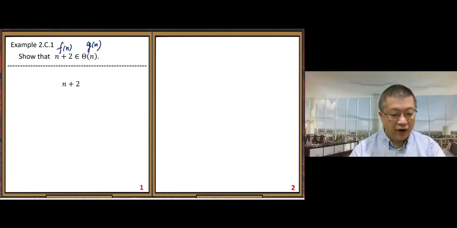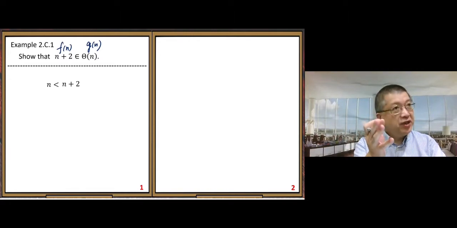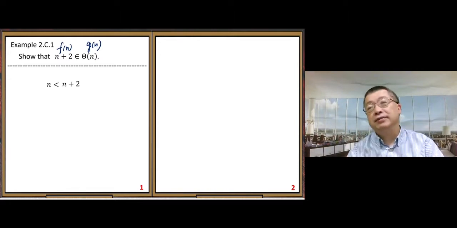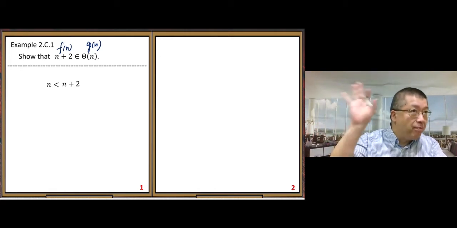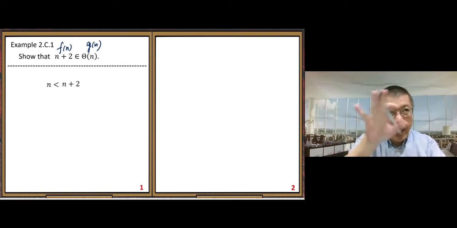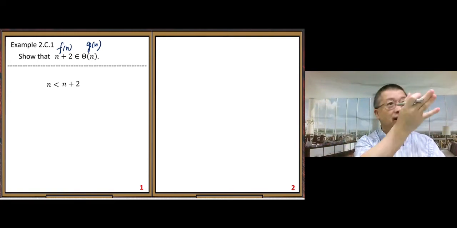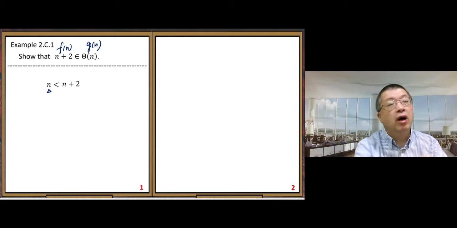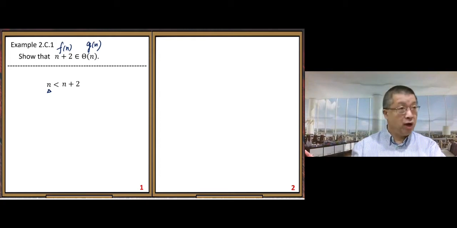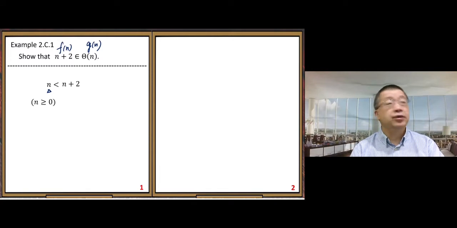How to find them? First, we can see n plus 2 is greater than n, right? Because of the plus 2, it will be bigger. So if we drop that plus 2, the function value will be smaller. And n is just a positive constant multiple of g of n, which satisfies our lower bound form. This inequality is true when n is greater or equal to 0.